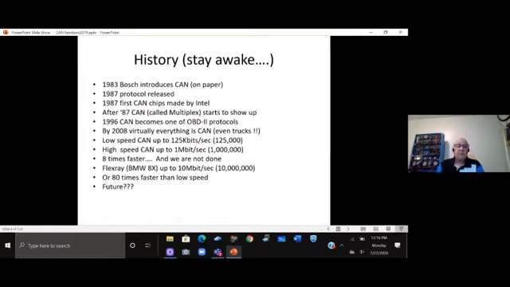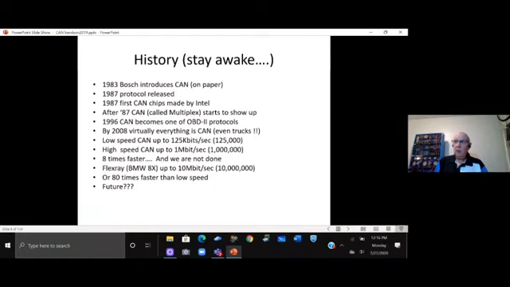I'm not going to go through all this. There's just a couple things I want to mention. Look at the first date, 1983. Bosch introduces CAN on paper. In 87, we see the first protocol, and on and on. By 2008, virtually everything is CAN, even trucks. We have low speed, we have high speed, and we have some super high speeds like FlexRay. FlexRay is a BMW, and it's 10 megabits, 10 million bits per second. Or in other words, look at it, 80 times faster than low speed.